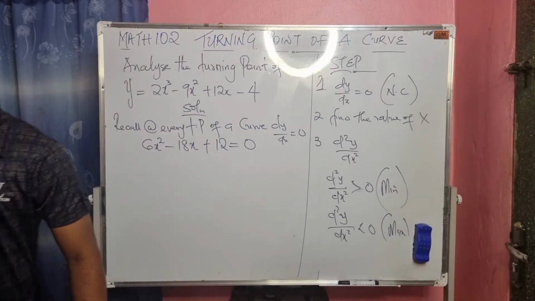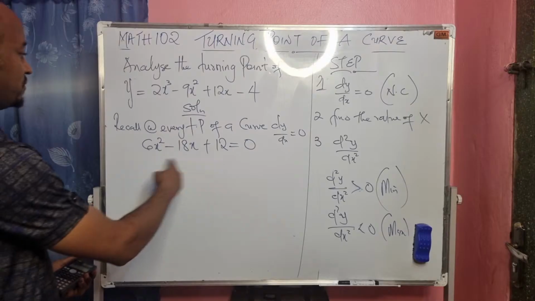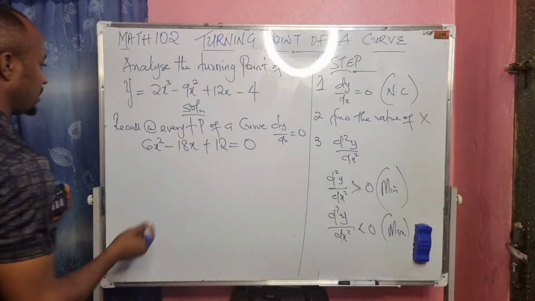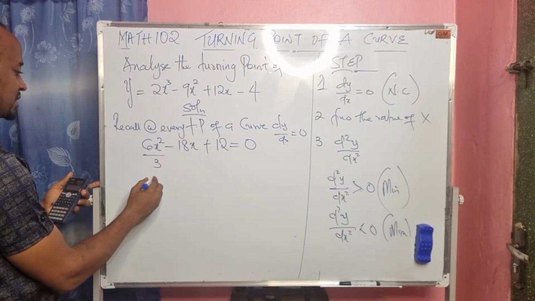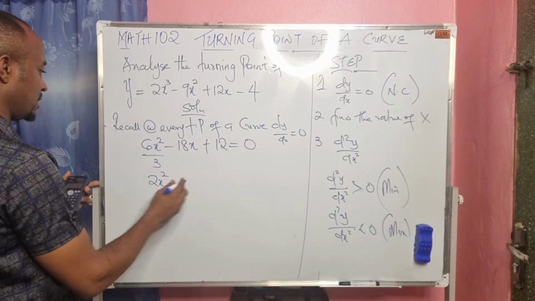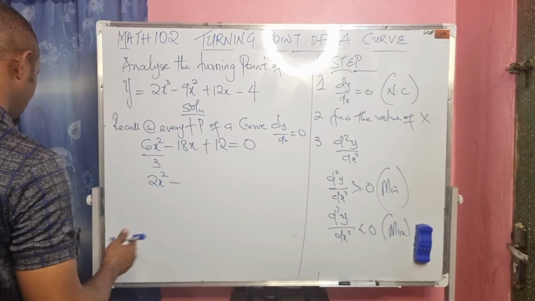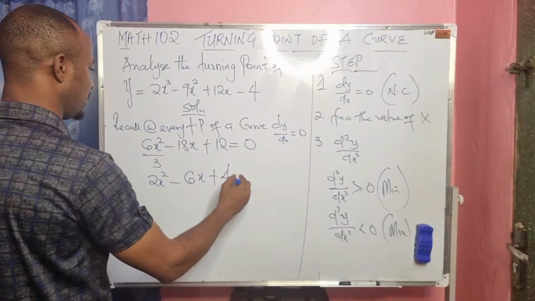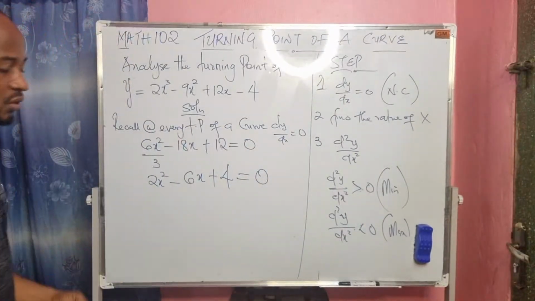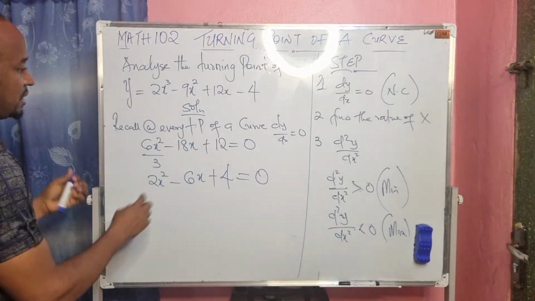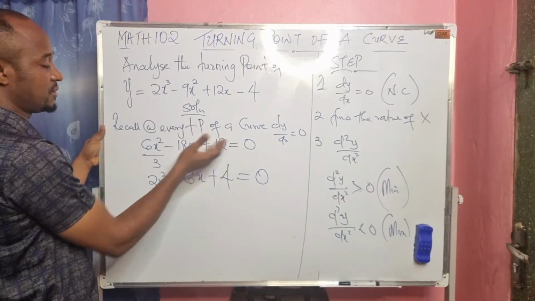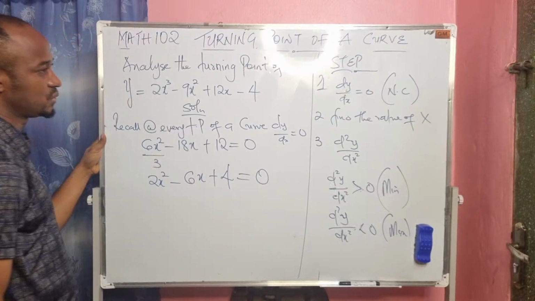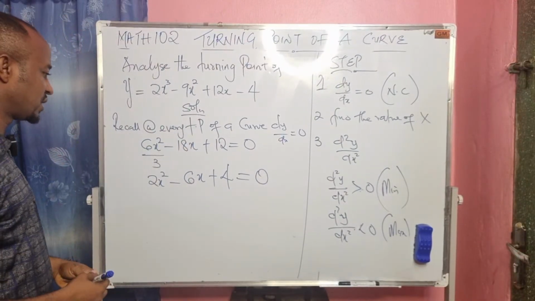Now, the next thing we have to do is to factorize this. But if you look at this, we can divide through by 3. Here we have 2x squared, 18 divided by 3 will give us 6, minus 6x, and 12 divided by 3 gives us 4. All of this is equal to 0. When we differentiate and equate this to 0, what we have to do is to find the value of x, and this gives us a quadratic function.